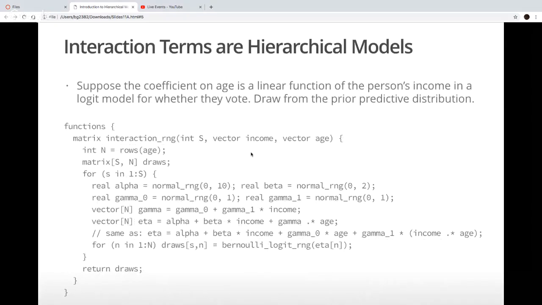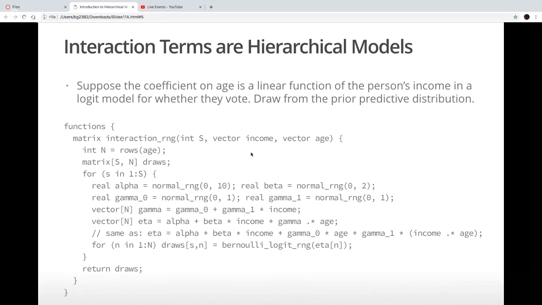So one of the things that falls under the umbrella of hierarchical models, but no one frames it this way, are interaction terms. Let's suppose you have a model for whether someone turns out to vote in an election, and you want to allow the coefficient on the person's age to be a linear function of the person's income. Does that model make sense? I don't know, maybe, but it's totally possible to do. Just put an interaction term between age and income.